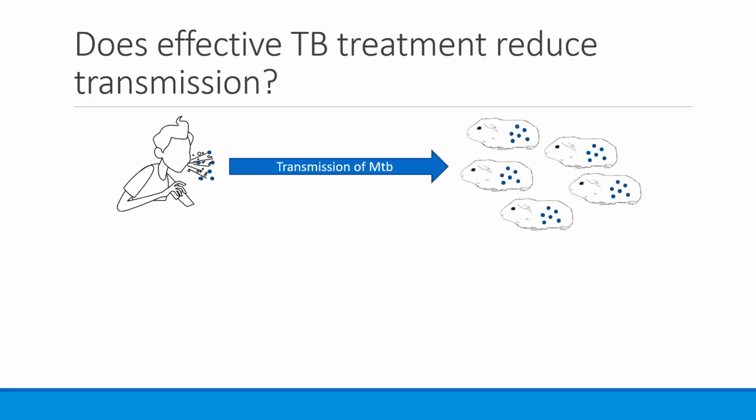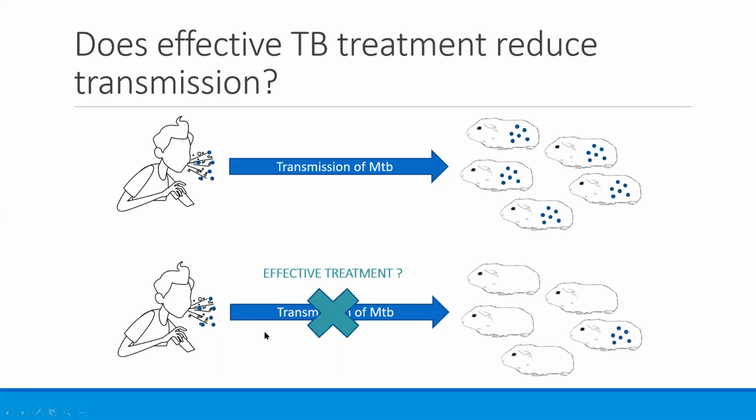We have a good model for this for infectiousness, which is the guinea pig. So when we expose guinea pigs to patients or to the air from patients with infectious forms of TB, we know that they become infected. So really the question is, what happens if we put patients with infectious forms of TB on effective treatment? Do we see a reduction in the infectiousness of those patients?